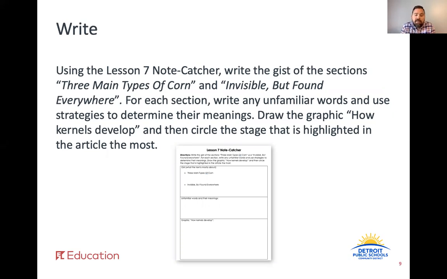And for each section, think about any unfamiliar, unknown words that you may have seen and use strategies to determine their meanings. I provided you a few on the second page just to think through. So if you see a word, first go back to the sentence. Try to find that word in a sentence from that section. When you find that word, you might want to circle it. After circling it, read the sentence that it's in, the one before it, and the one after it. Think about if you could replace that word with any word that you know or what you think that word means. See if it makes sense.